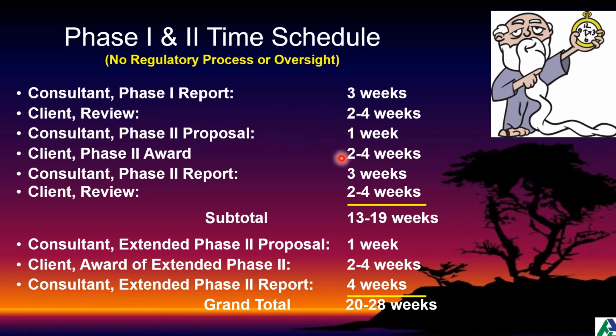Then I give you a proposal, and by the time you award it to me, hopefully, it takes another 2 to 4 weeks, because buyer, seller, and lender are all negotiating as to who is going to bear the cost. There's a lot of talk about it. Then to do the phase 2 work and issue a report takes another 3 weeks, and then you review it. Subtotal: 13 to 19 weeks. Again, it's not carved in stone and it can be shortened, but when you get into this area, leave yourself enough time.